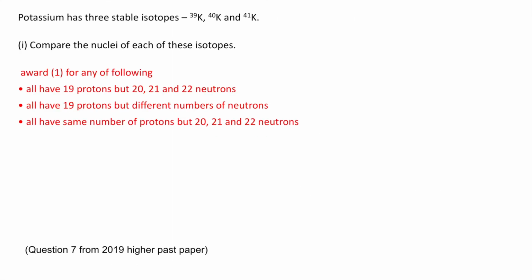Now, potassium has 3 stable isotopes: potassium-39, potassium-40, and potassium-41. Now compare the nuclei of each of these isotopes. You are awarded 1 mark for any of the following. They all have 19 protons, but 20, 21, and 22 neutrons respectively. They all have 19 protons, but a different number of neutrons, or all have the same number of protons, but 20, 21, and 22 neutrons respectively.